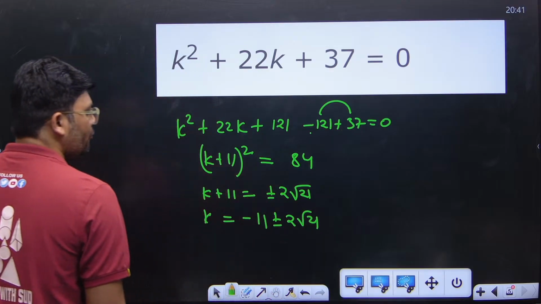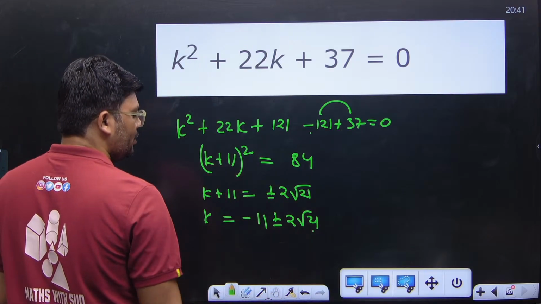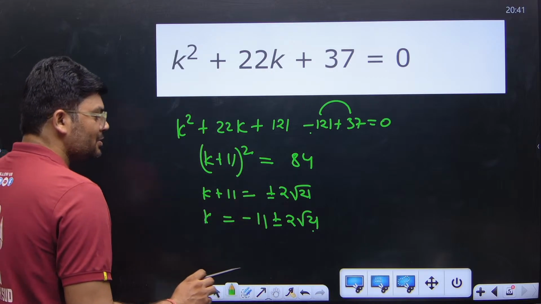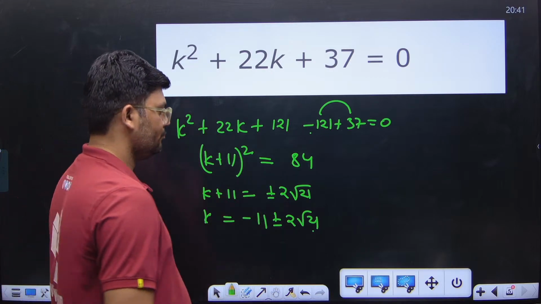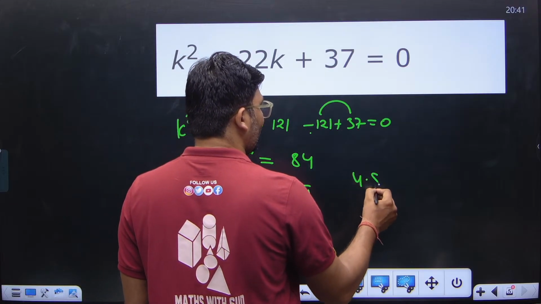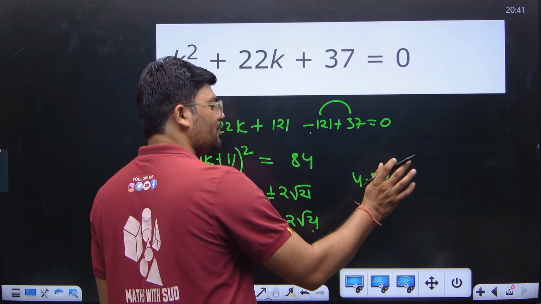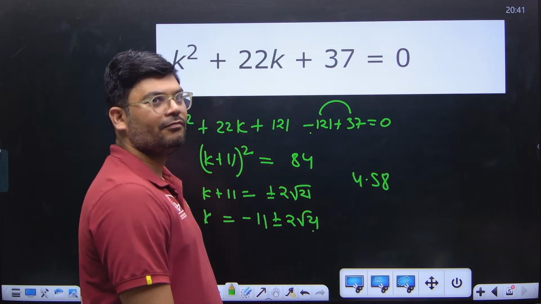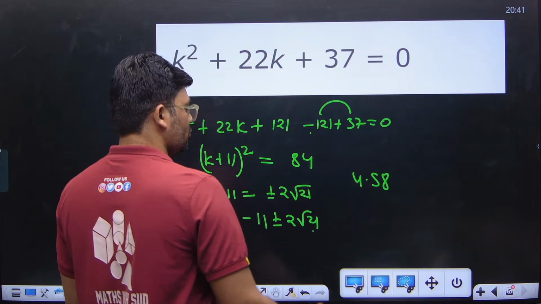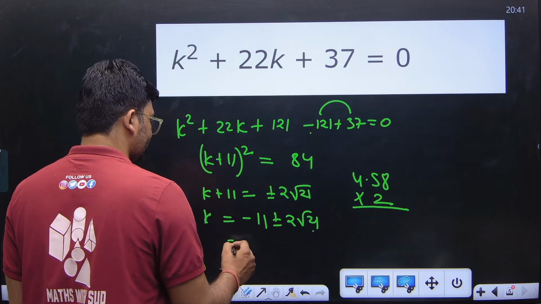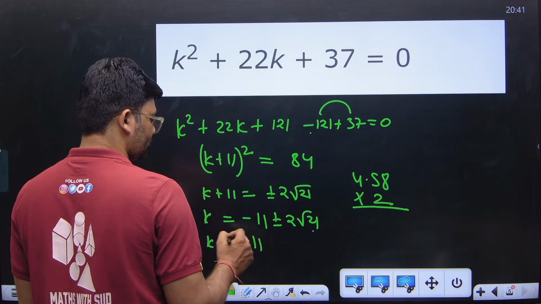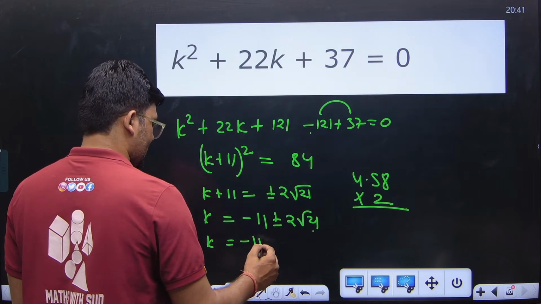So I wanted to find the value of root 21 up to 3 places of decimals. Please let me know first. 4.58. So I hope the next number is not more than 5. It's not. Okay, so you have to multiply this by 2. Tell me how much you will get. That's 9.16.